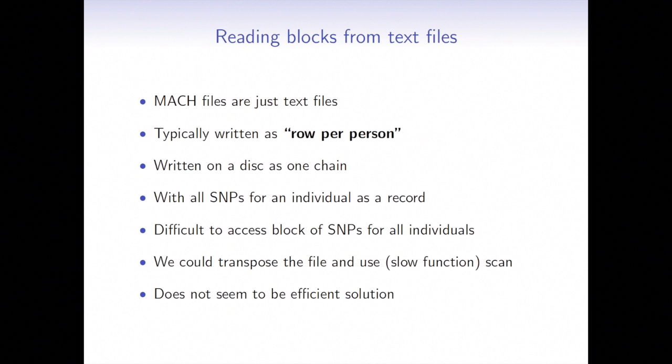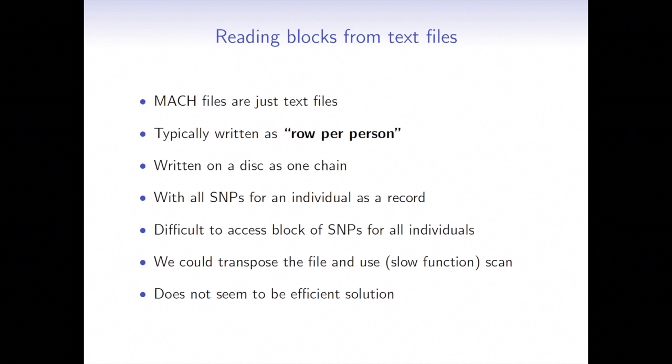And in our experience, people work a lot with MACH files coming from the imputations, and those files are just text files, and typically we see that they are written as one row per person. So all the SNPs for one individual are written in a row, and this file is just written as one big chain on a disk. And in this structure, all SNPs for one individual are saved as a record, so they are very close to each other.